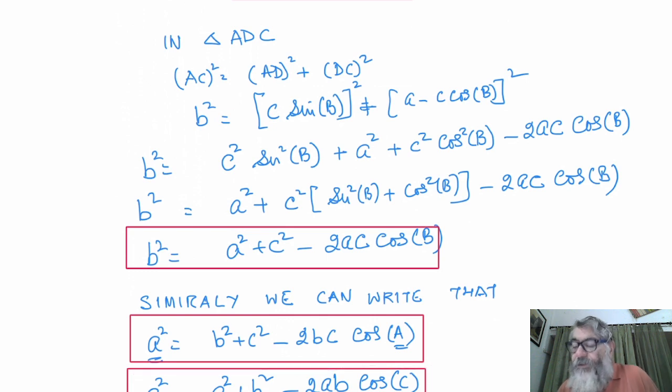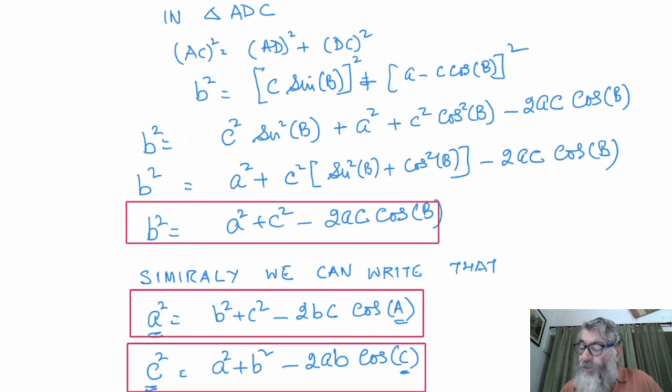So we have got three things. A square is equal to B square plus C square minus 2BC cos A. B square is equal to A square plus C square minus 2AC cos B, and C square is equal to A square plus B square minus 2AB cos C. These are called cosine laws, the law of cosines.